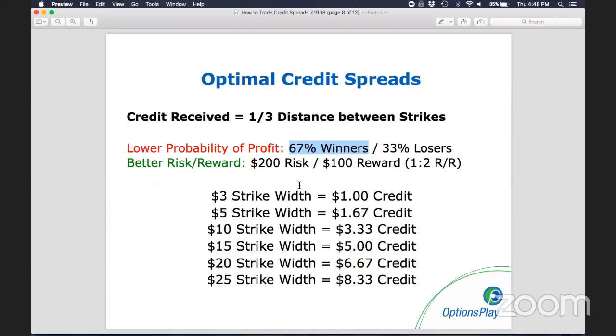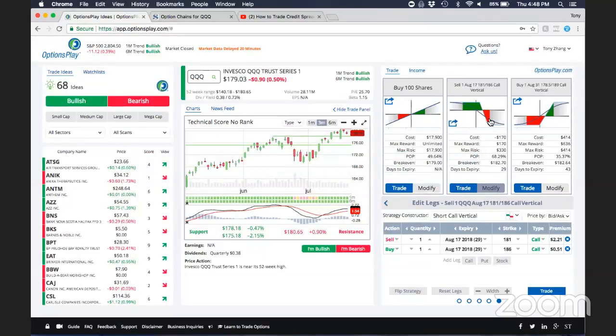So this is exactly the type of strikes that I would be looking to do, slightly out of the money, collecting 1/3 of the distance of the width of the strikes. 181, 186, a $5 width. I'm collecting $1.70, giving that 68% chance of profit. So I'm risking $330, roughly double of what I'm potentially collecting on this trade.